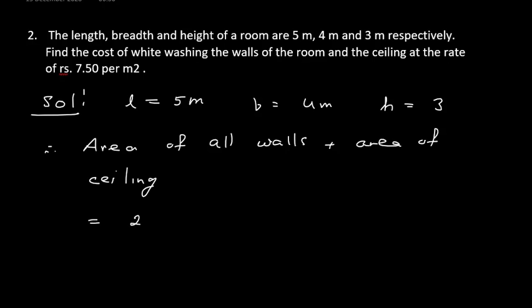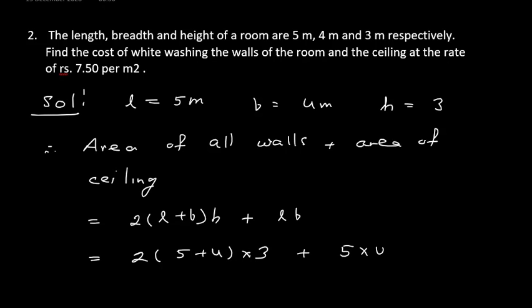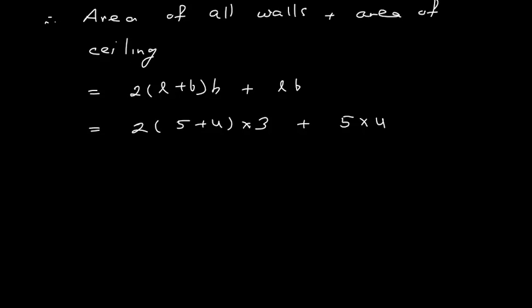Area of 4 wall, it will be 2 into L plus B into H, and area of ceiling will be L into B. So I will get 2 into L plus B, 5 plus 4, into height is 3, plus L into B, length is 5, B is 4, 5 into 4. So here I will get 5 plus 4, 9, 9 into 2, 18, 18 into 3, 54. So I will get 54 plus 5 fours are 20. So 54 plus 20, it is 74. So 74 meter square is the total area.